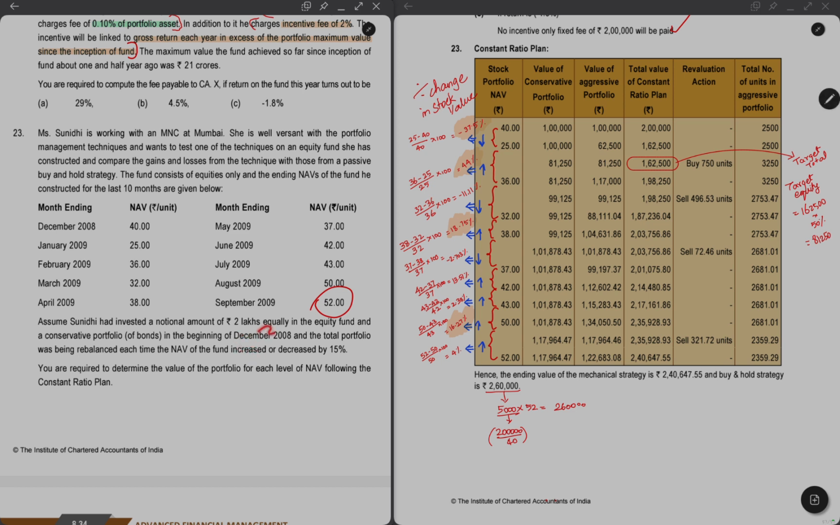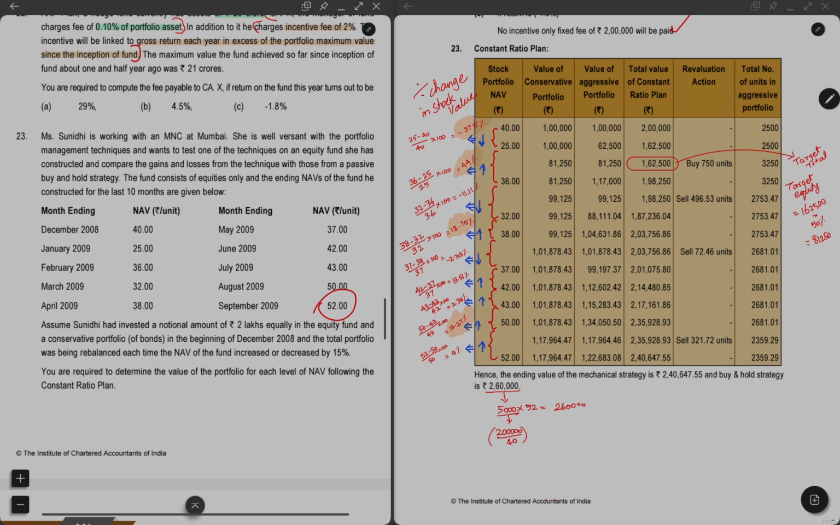In this case, they have given a notional amount of 2 lakh equally in the equity fund and conservative portfolio. So the ratio to be maintained is 50:50, and the portfolio was being rebalanced each time the NAV of the fund increased or decreased by 15%. So the triggering percentage for maintaining the constant ratio plan will be 15%. This 15% is based on the NAV of the fund.